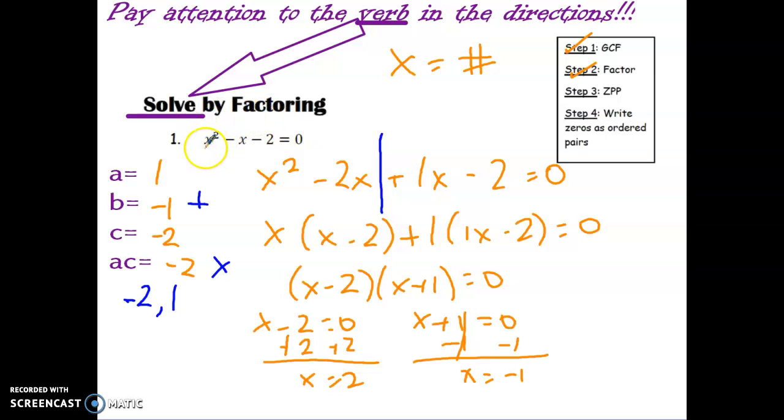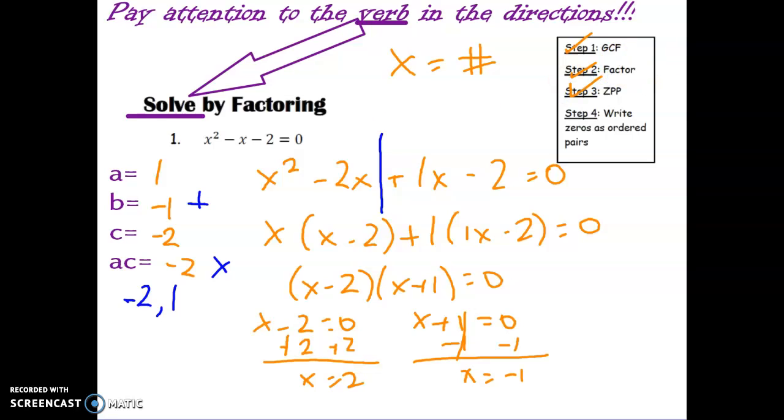-1 squared, -1 times -1 is +1. Now look here, we've got minus a -1. Minus a negative is the same thing as plus a positive. So I've got 1 plus 1, which is 2. Minus 2 is also 0. So both of those check out. I have two possibilities for x, either 2 or -1.